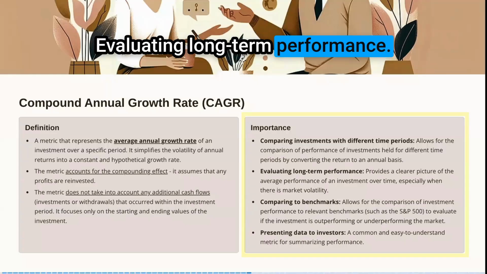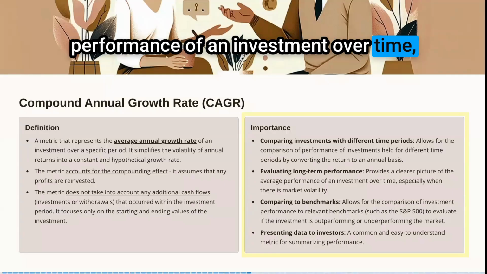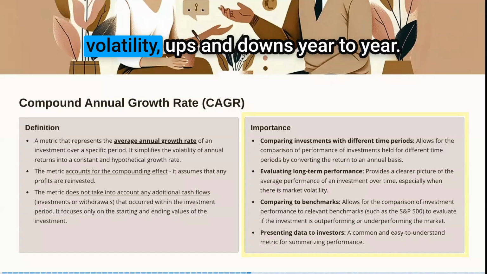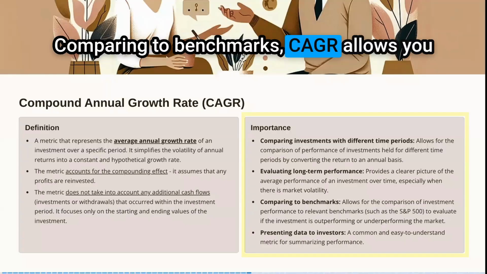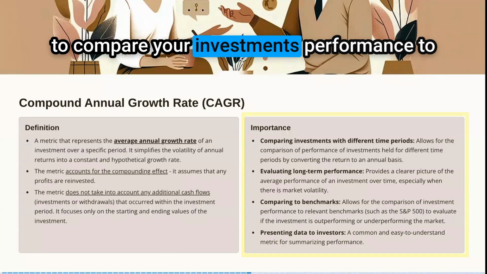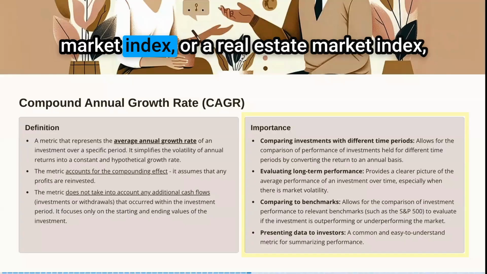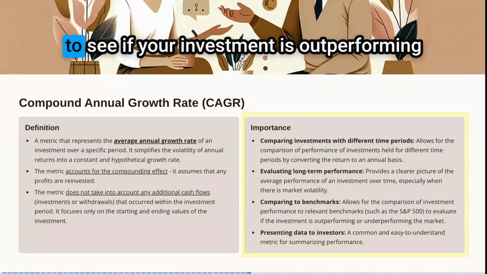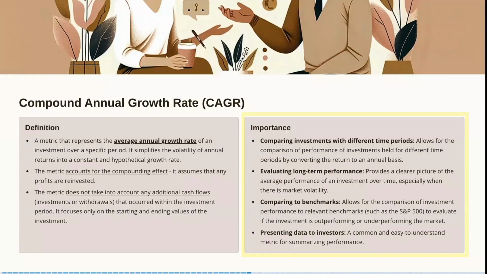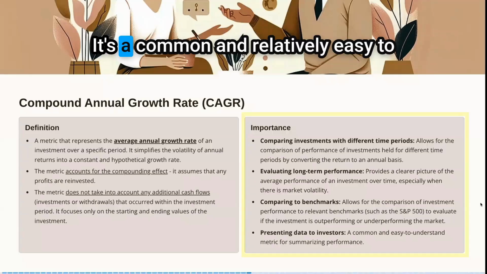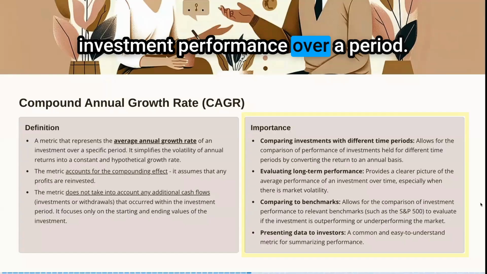Evaluating long-term performance: it provides a clearer picture of the average performance of an investment over time, especially when there's been market volatility, ups and downs year to year. Comparing to benchmarks: CAGR allows you to compare your investment's performance to relevant benchmarks, like the S&P 500 stock market index or a real estate market index, to see if your investment is outperforming or underperforming the broader market. Presenting data to investors: it's a common and relatively easy to understand metric for summarizing investment performance over a period.